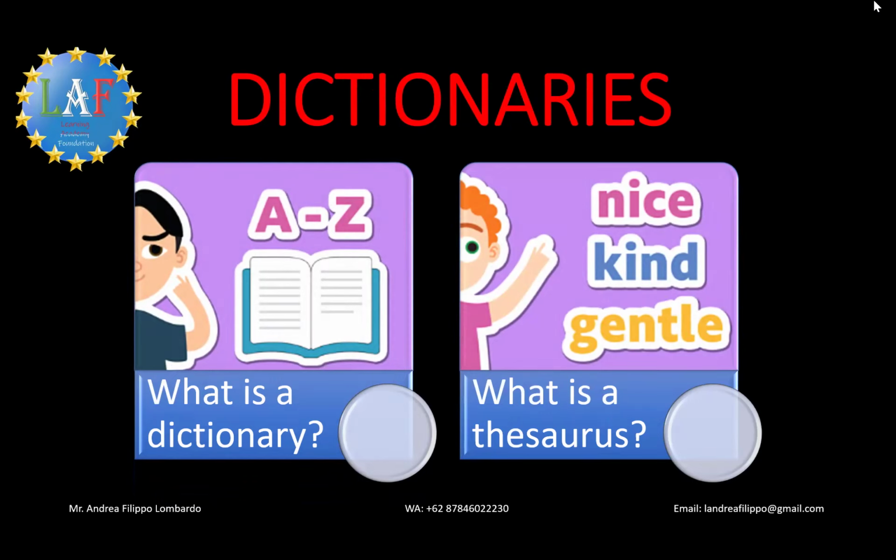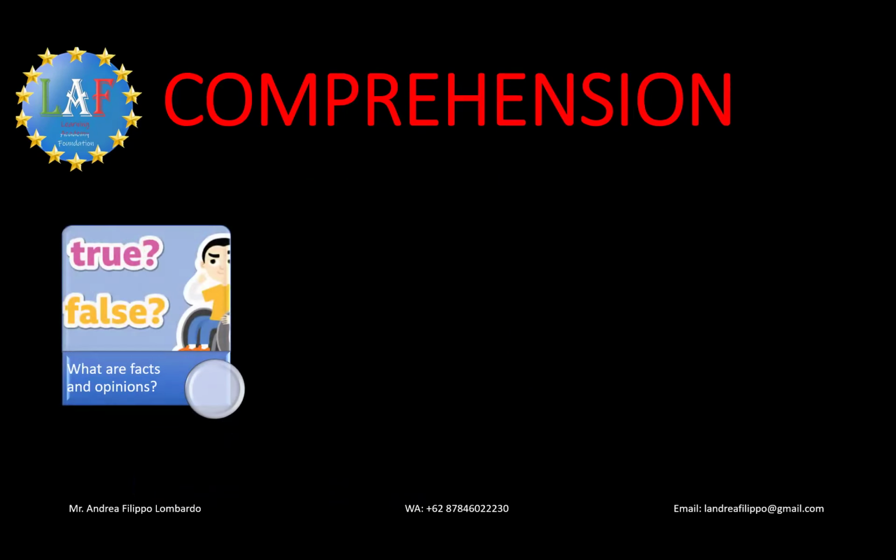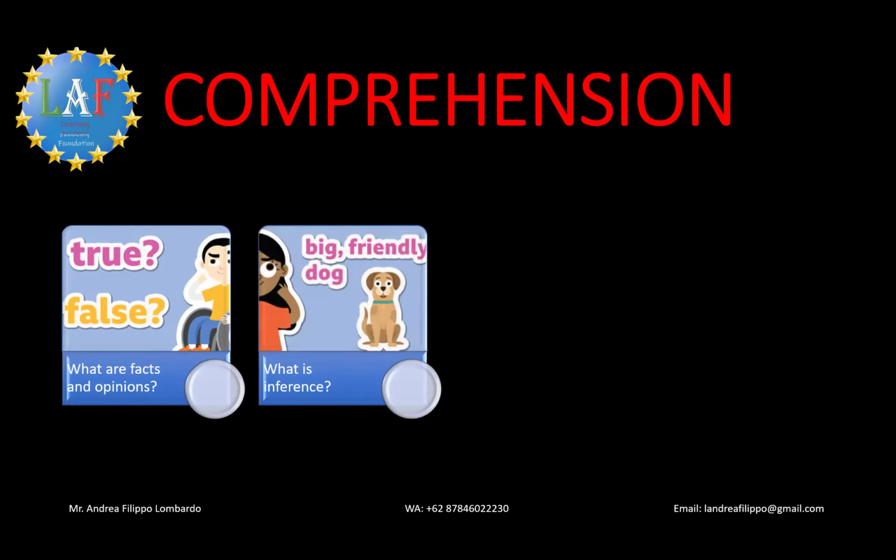After dictionaries, the next section will be about comprehension, where the students see what makes a fact different from an opinion and how they can tell the difference. And they will see that inference is when they read between the lines and look for clues in a story.